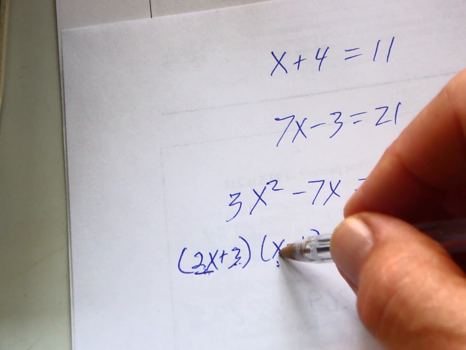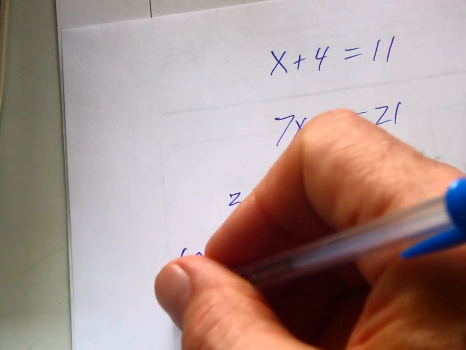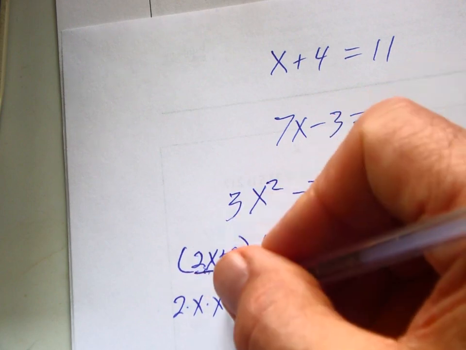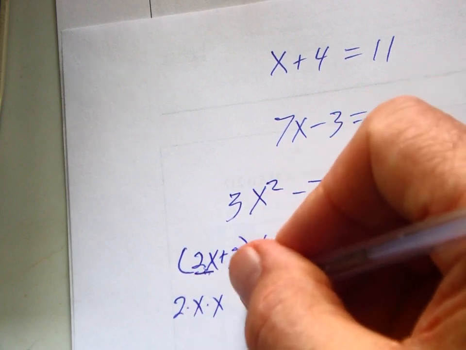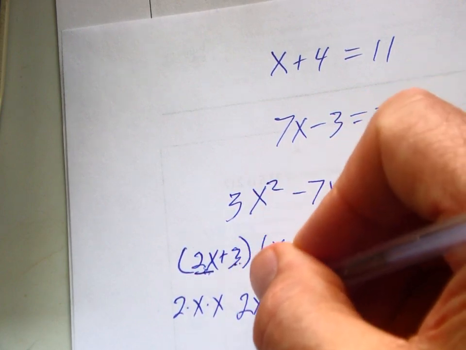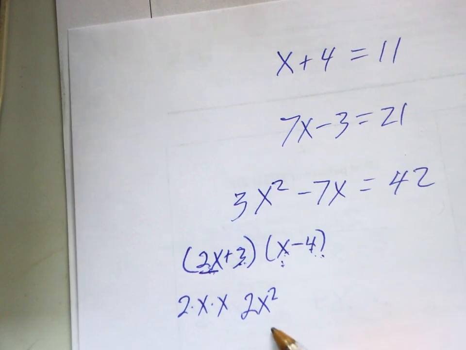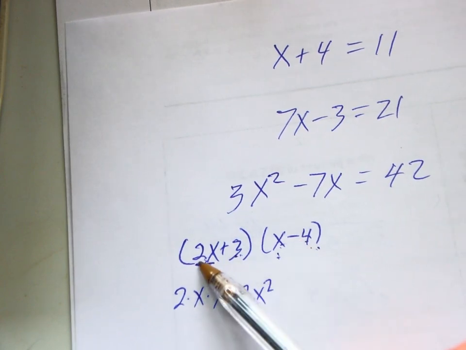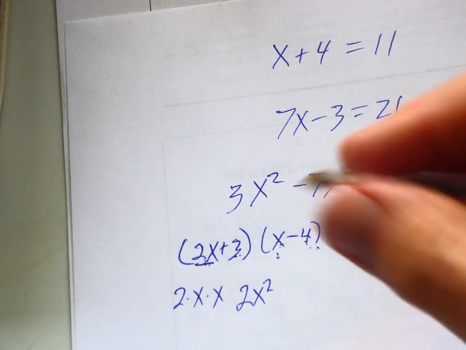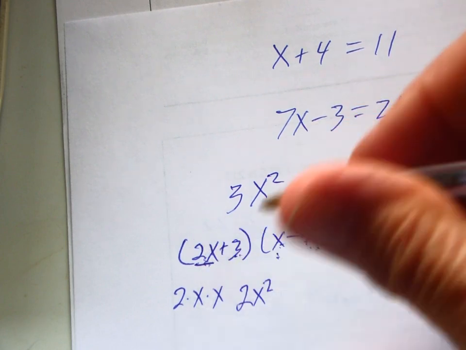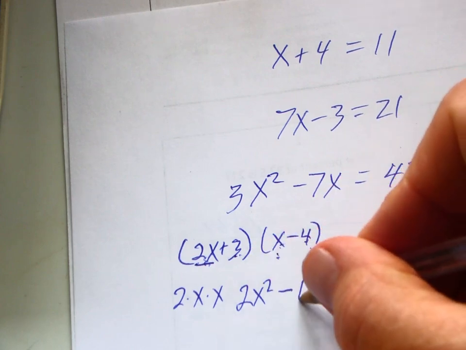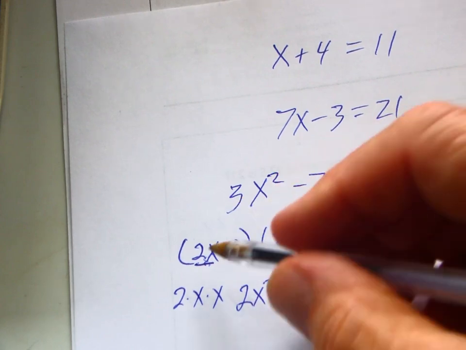2x times x. So 2x times x is 2 times x times x, which is the same as 2x squared. Now I can see why we're going to have a quadratic equation. We have an x squared because you have an x times an x. 2x times minus 4. Well, a positive times a negative is a negative. And 4 times 2 is 8. Minus 8x.